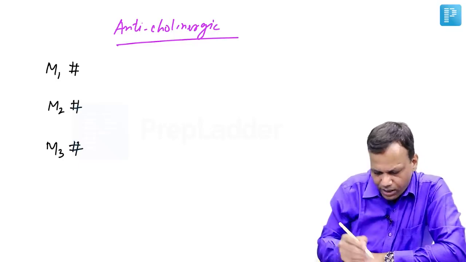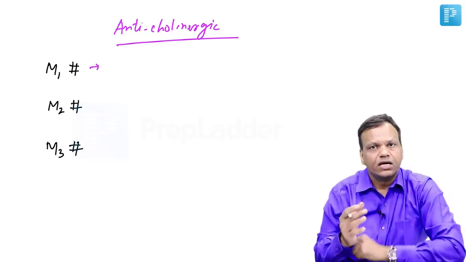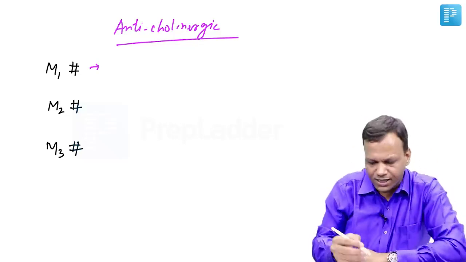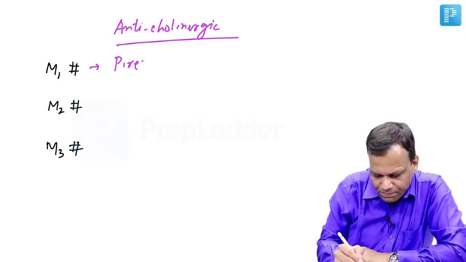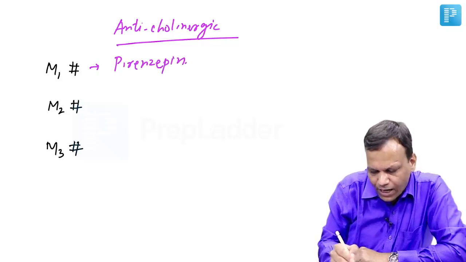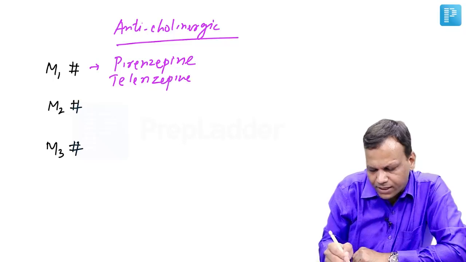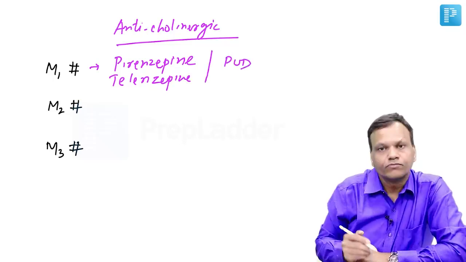So M1 blocker: M1 was present in the stomach, increasing the acid. When we block M1, less acid, so we can use it in peptic ulcer. So the drugs are pirenzepine and telenzepine. They are used in peptic ulcer disease.